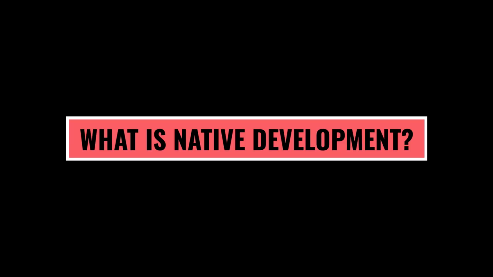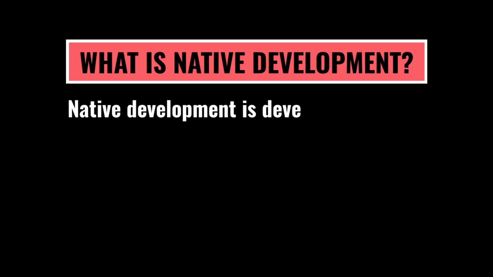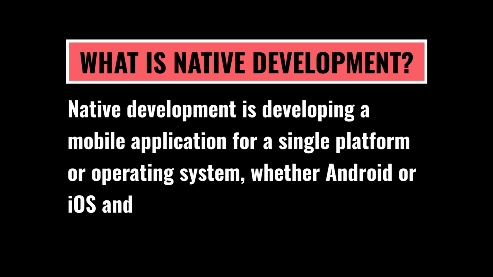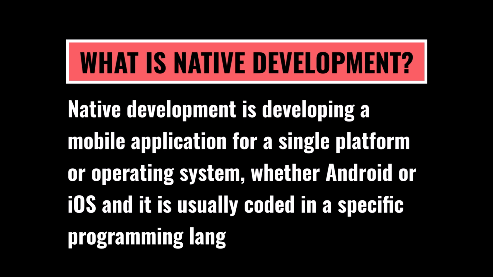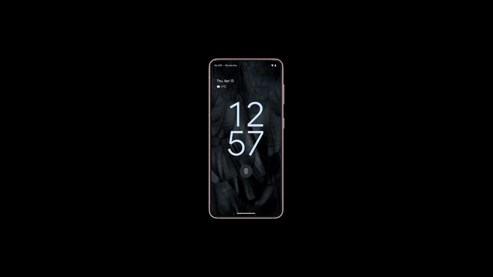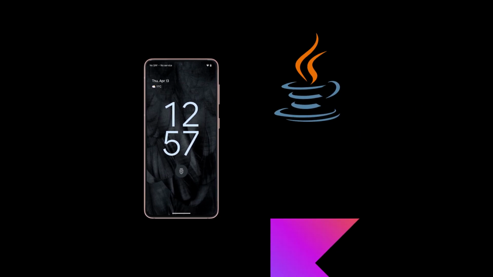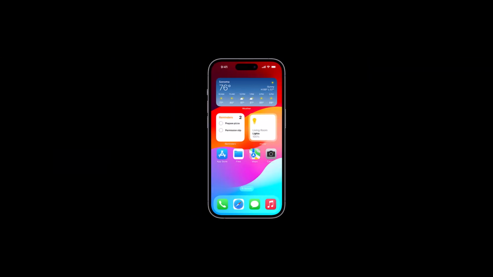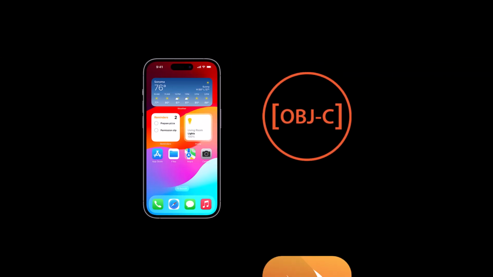What is native development? Native development is developing a mobile application for a single platform or operating system, whether Android or iOS, and it is usually coded in a specific programming language. For Android, you either use the Java language or the more recent Kotlin to develop a native app, while for iOS, you choose between Objective-C and Swift.